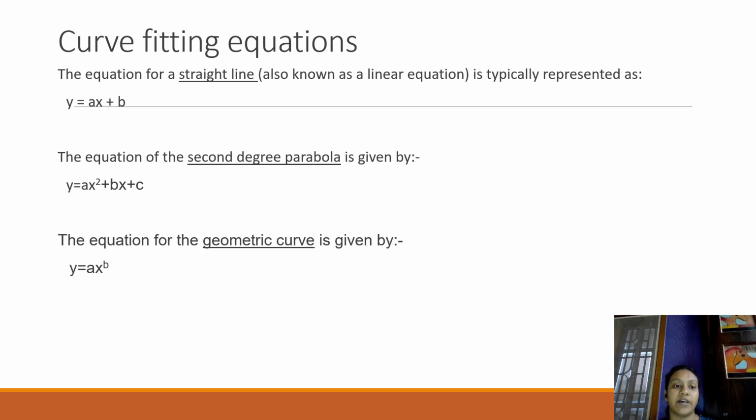Curve fitting equation. There are three main types of curve fitting equation: one for the straight line, two for the second degree parabola, and three for the geometric curve. The equation of curve fitting for a straight line is given by y = ax + b. The equation of the second degree parabola is given by y = ax² + bx + c. The equation for the geometric curve is given by y = ax^b.